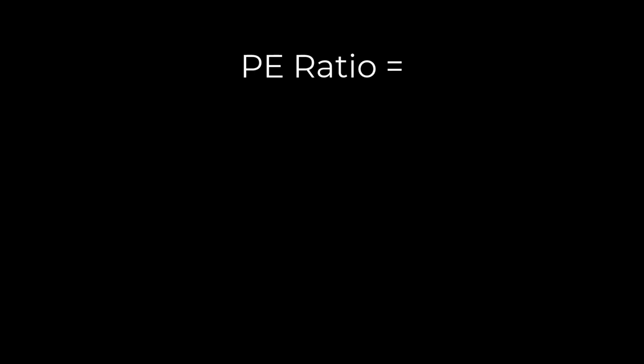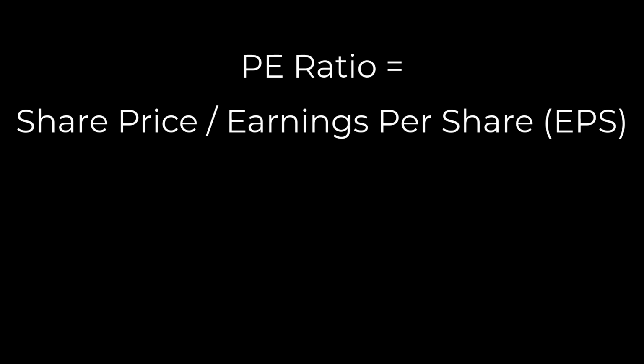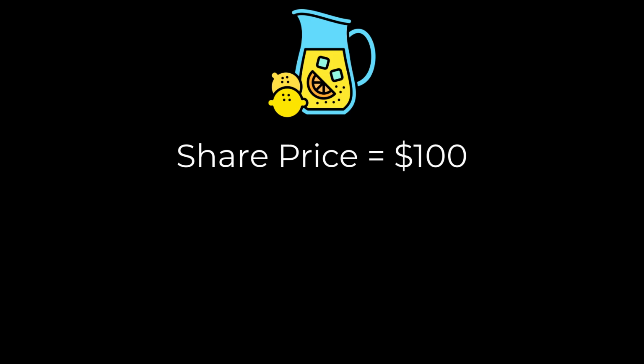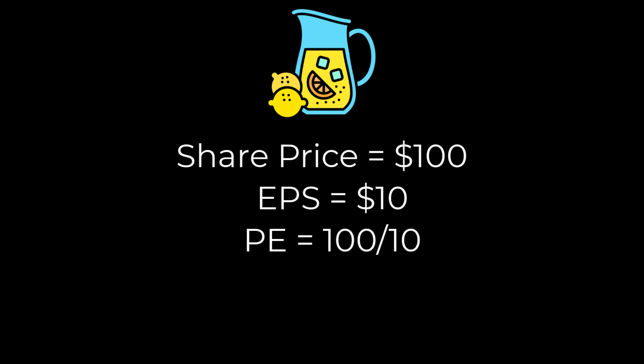To calculate the PE ratio, we divide the stock's share price by its earnings per share. Lee's Lemonade is a company with a share price of $100. Over the past 12 months, Lee's Lemonade had an earnings per share of $10. The PE ratio of Lee's Lemonade is 100 divided by 10, which equals 10.